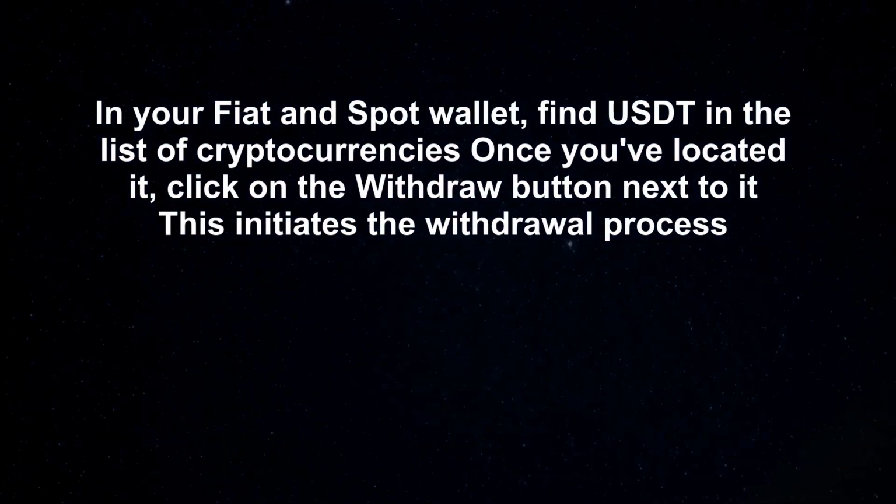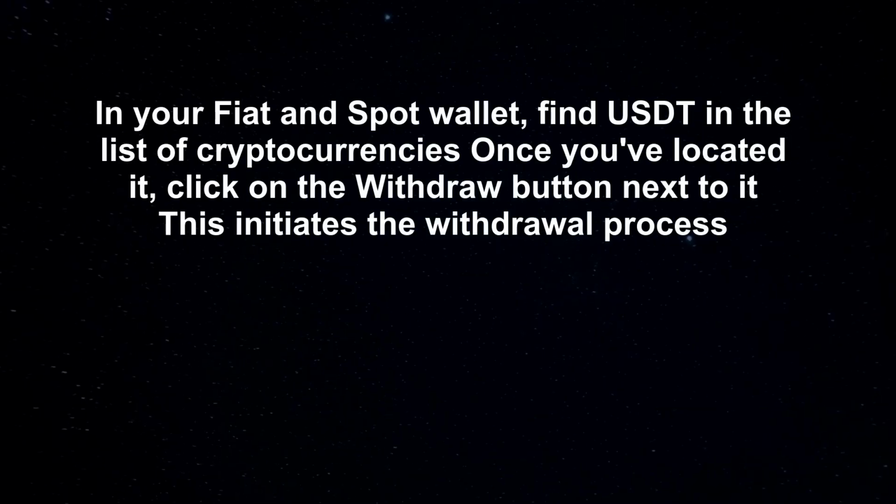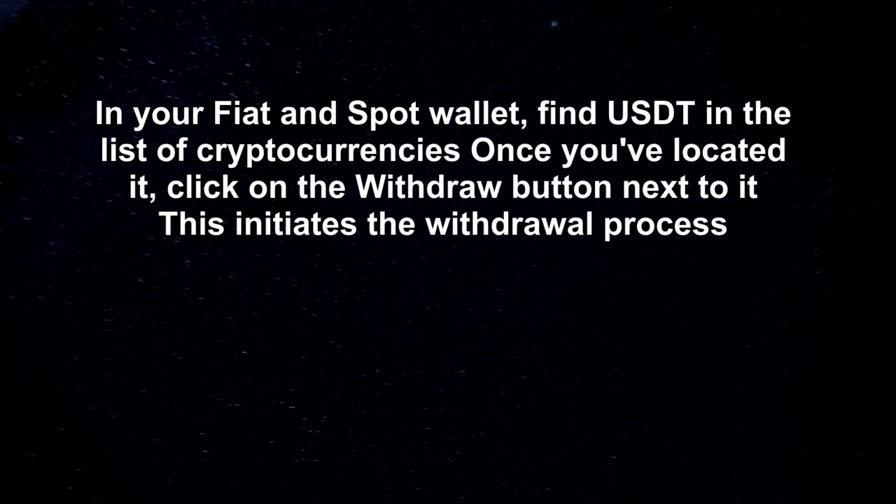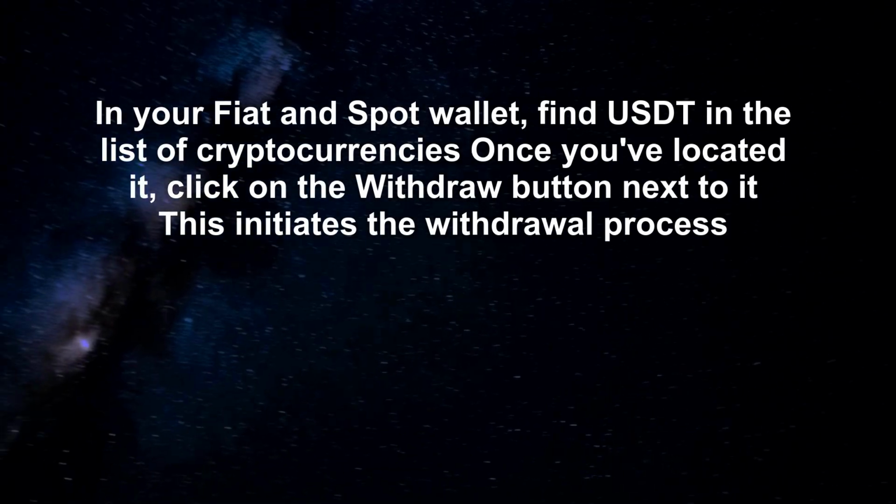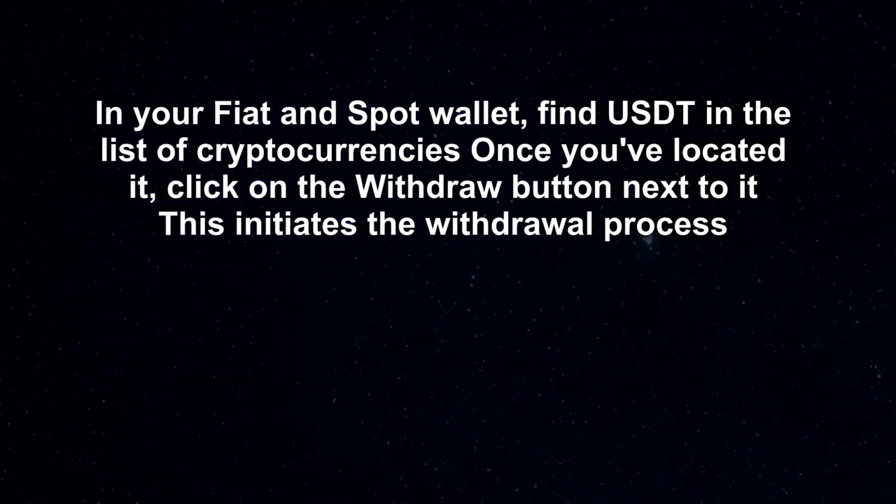In your Fiat and Spot wallet, find USDT in the list of cryptocurrencies. Once you've located it, click on the Withdraw button next to it. This initiates the withdrawal process.